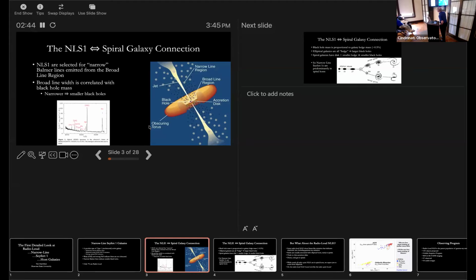We can see here a spectrum of an earlier sample I'd used, where you can see the hydrogen alpha and hydrogen beta Balmer lines are broader, and then your oxygen 3 and some of these others are quite narrow. So because of the gravitational pull on the broad line clouds, the width of those lines is related to the mass of the black hole. You have to do some other correlations, but that is a way of measuring the black hole mass. So the narrow line Seyfert 1s, by being selected to have narrow Balmer lines, are selected for relatively small central black holes. They're still supermassive, but they're on the small end.